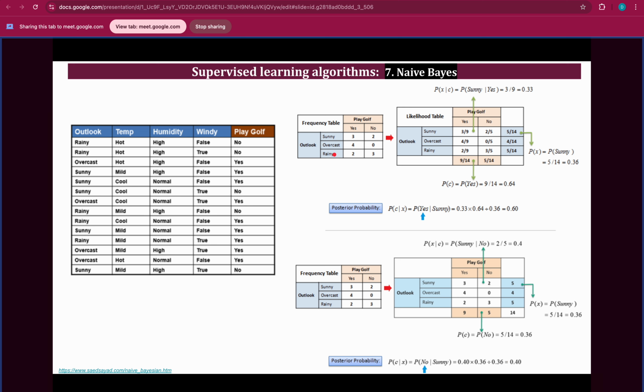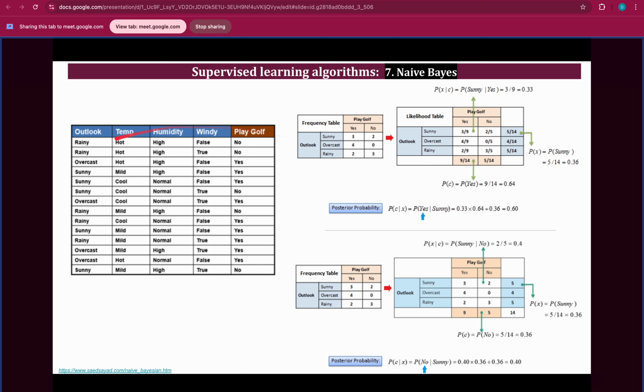Now we will see the frequency of playing golf, yes or no. There are 2 possible outcomes, one is yes, one is no. We see how many times, when the outlook is sunny, the person is playing golf. For sunny the number of events is 5. Out of 5 sunny days he is playing 2 times, which means 3 times he is not playing. So 2 and 3 will be captured in this way.